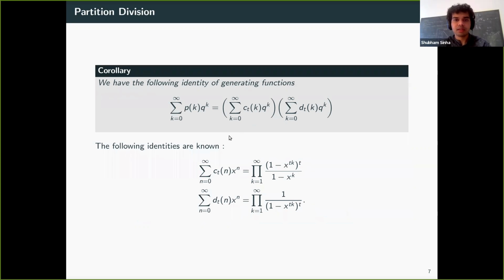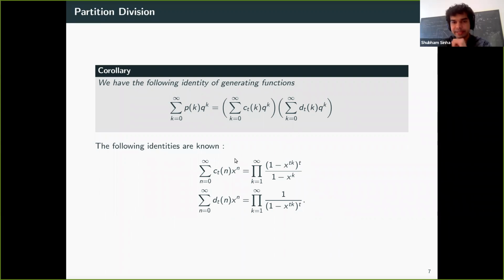So a simple corollary to the above equality at the level of sets is the equality of generating functions, is that the generating function for the partitions is the same as the product of the generating function for the T cores and the one for T divisible partitions. So note that since I said that T divisible partitions must satisfy that T divides the size of the partition, this is zero for k not equal to some multiple of T.